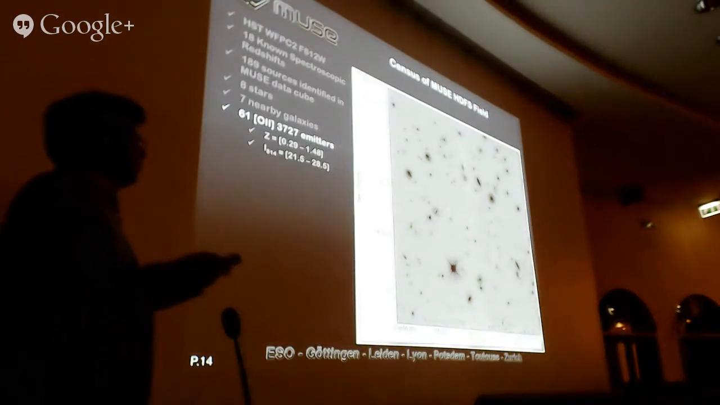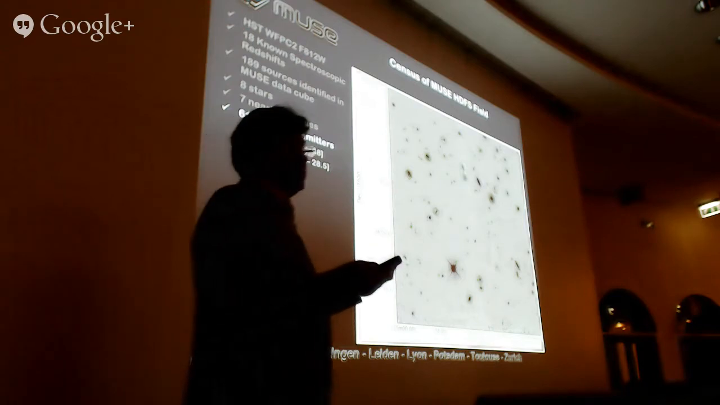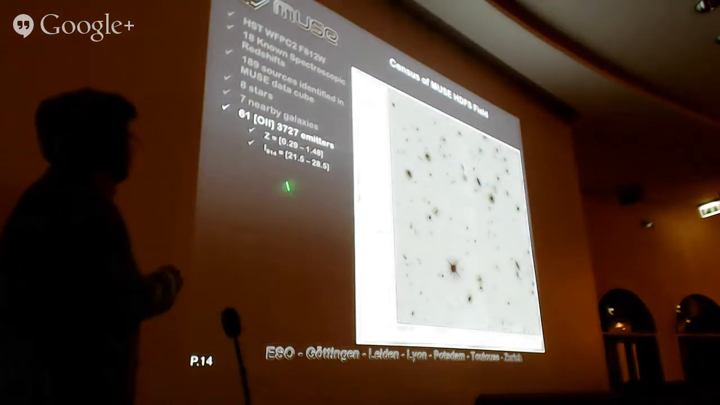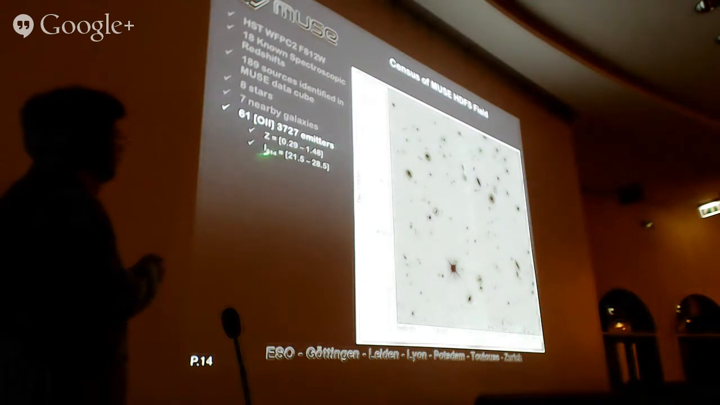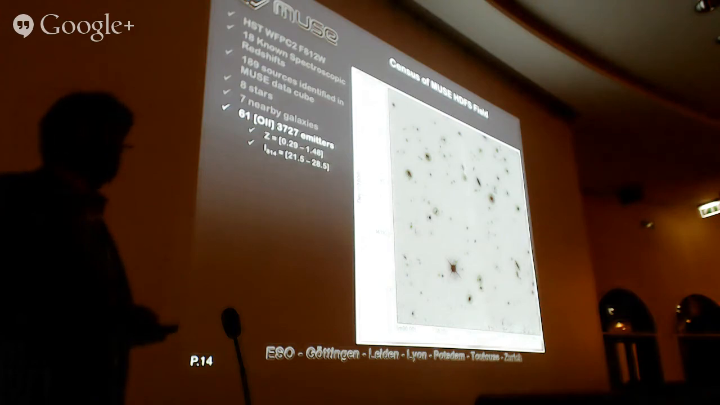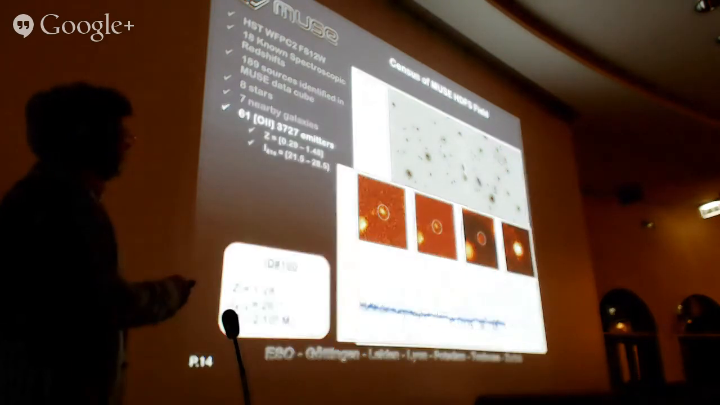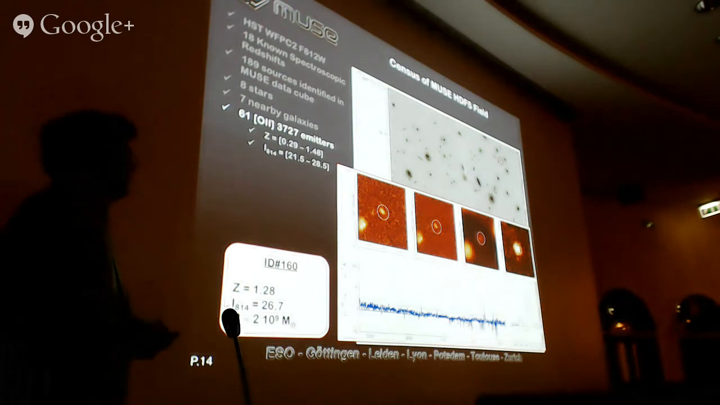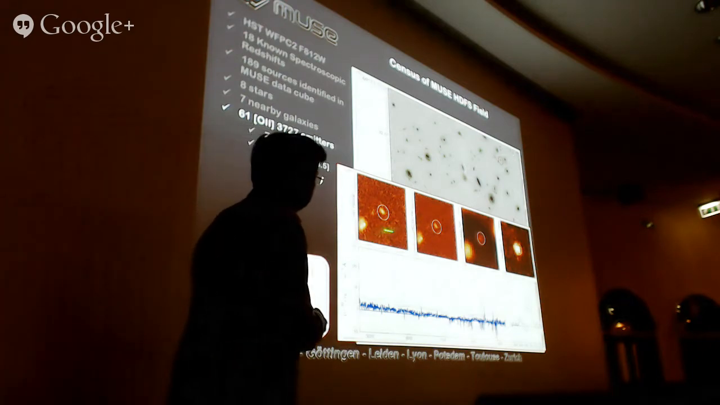One of the main populations is detected with the O2 emission, and they cover this redshift range and quite a large range in magnitude, including very faint ones. So I take an example of a faint one. This is magnitude 26.7, redshift 1.3, and it's there.